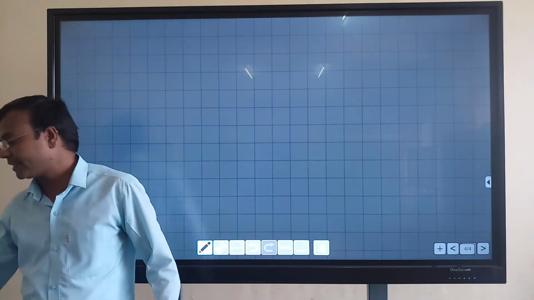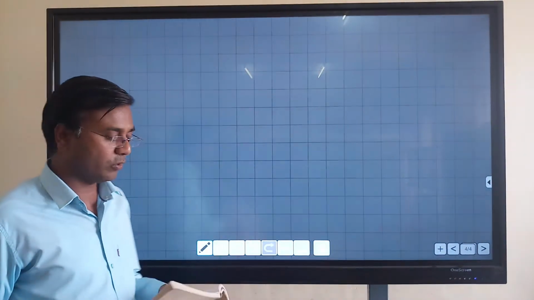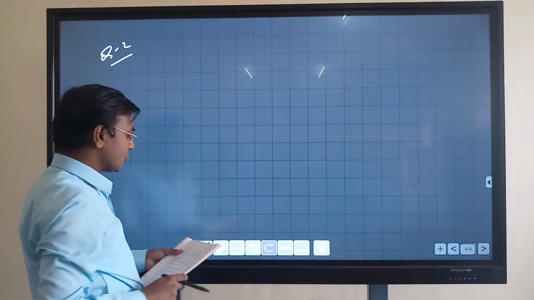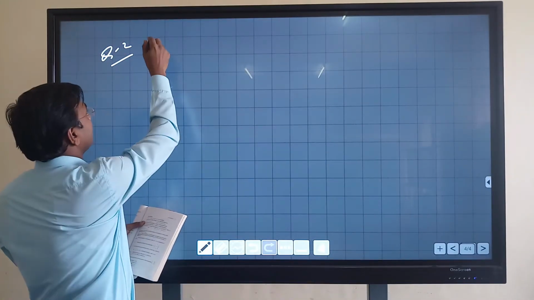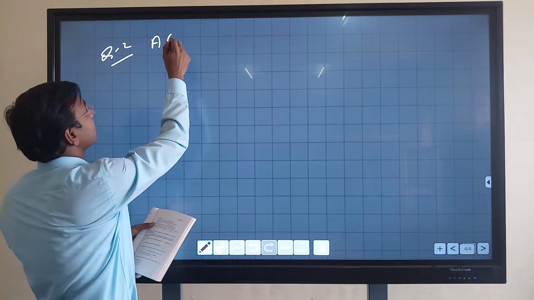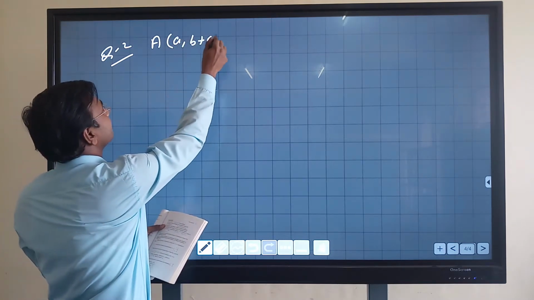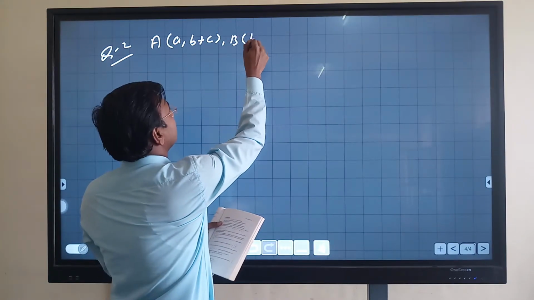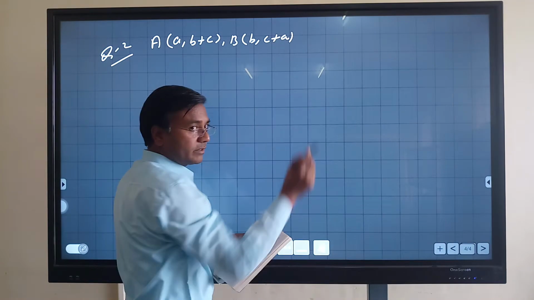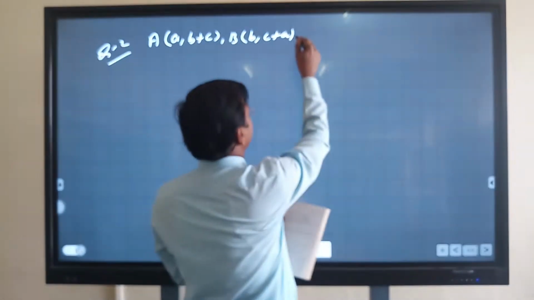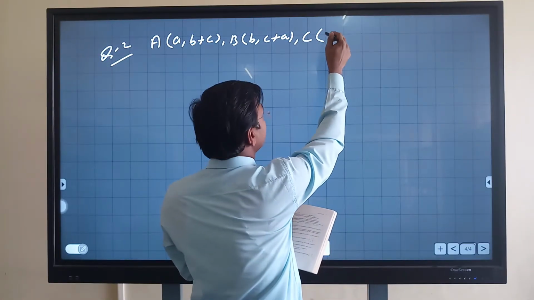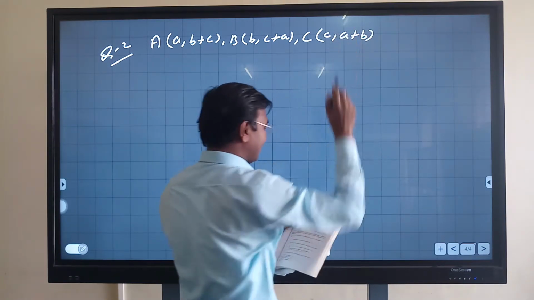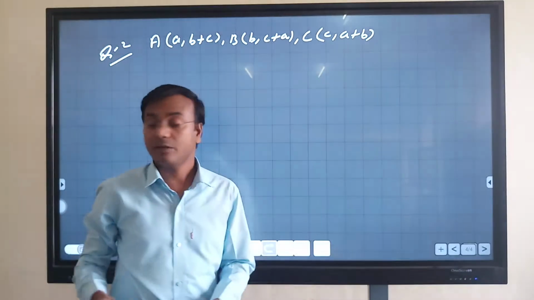Now let us see the next question related to the collinear points. Problem number 2. Show that the given points are collinear. So let's write the point A, B plus C, and the point B, C plus A, and the third point C, A plus B. So we have to prove that these points are collinear.